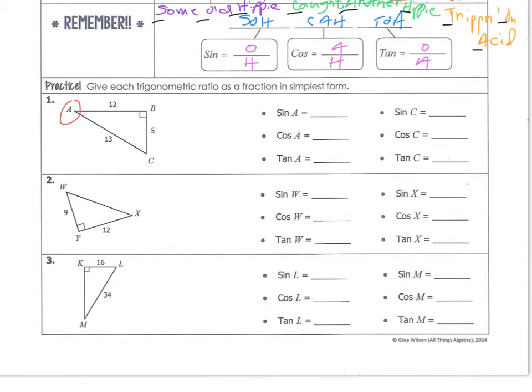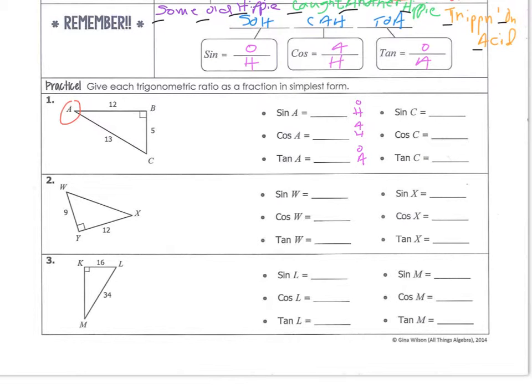I normally would write here all of my opposite, adjacents, and hypotenuse, whatever. But I have 2 different angles of reference, and that just gets confusing. So we're going to talk ourselves through it. So first, before I even start, I am, of course, going to say: some old hippie caught another hippie tripping on acid, because that reminds me how to set up my ratios. So here we go.